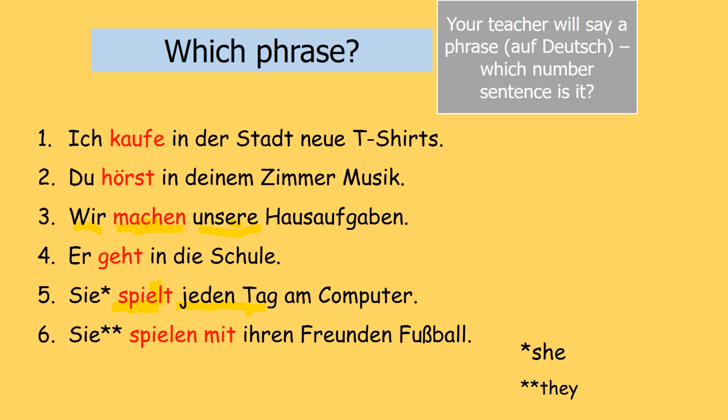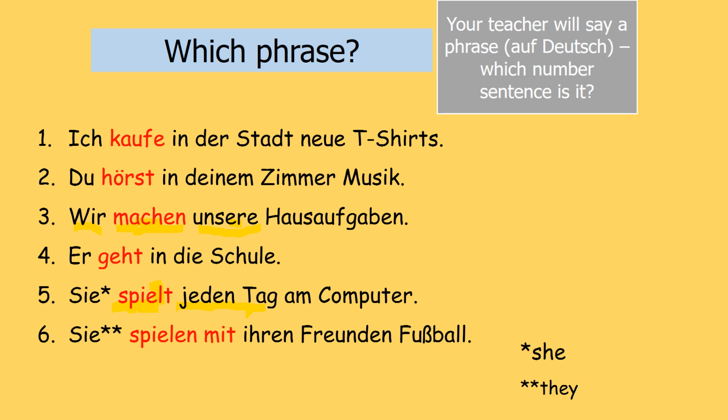Okay, second to last sentence. Geht in die Schule. Geht in die Schule. This is sentence number 4, and that is he goes into school. Okay. And then our last sentence.